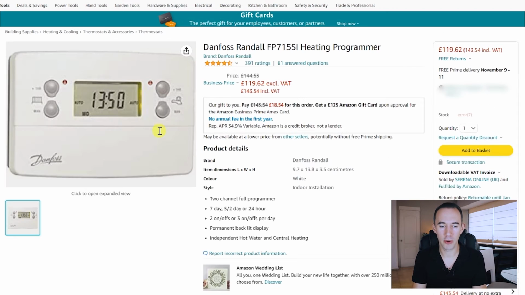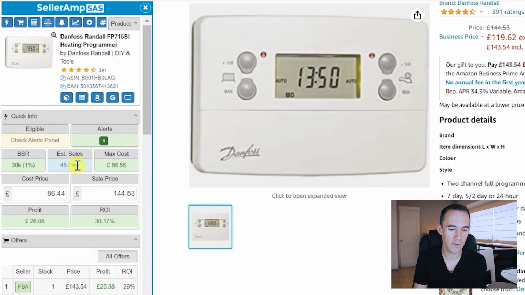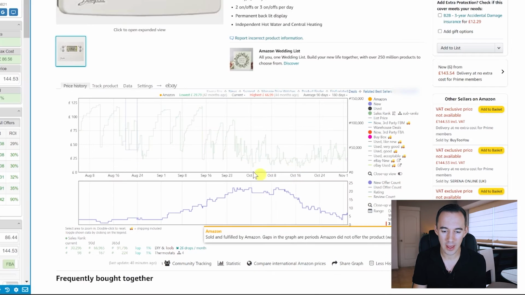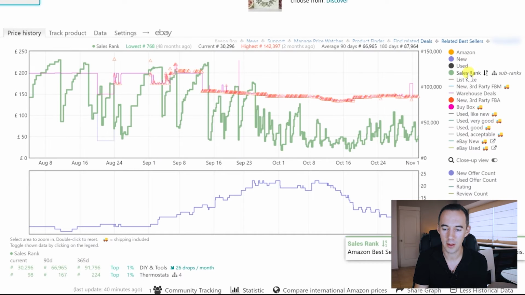Okay, so let's jump on to another product now. So this product here, again, another nice product. So first things first, we're looking at 45 sales a month. Again, pretty much similar to the other one. Let's have a little look down. And again, you can see this kind of sales rank information here. I'm going to hover over the sales rank. That's the only thing I'm really looking at.